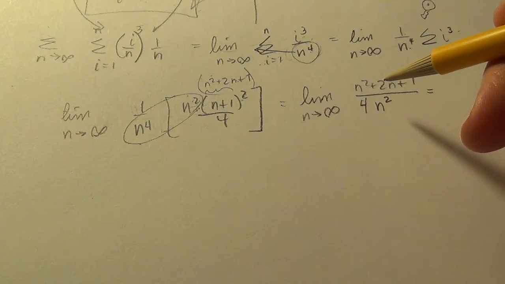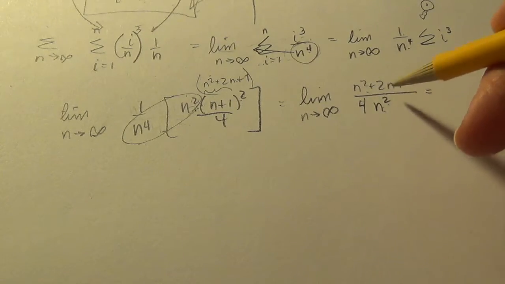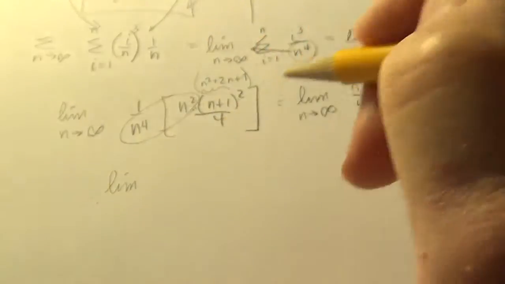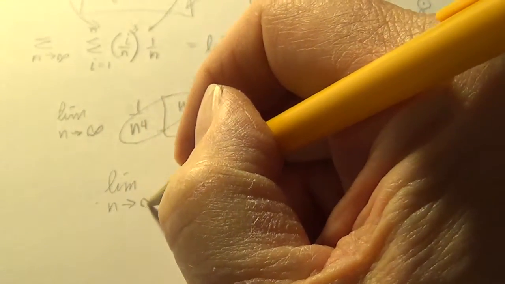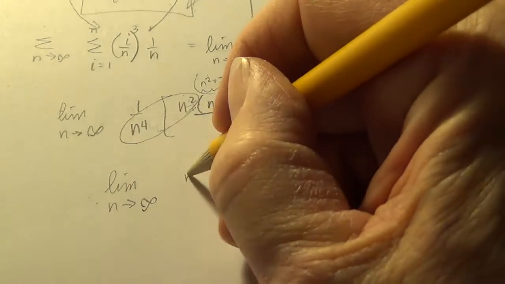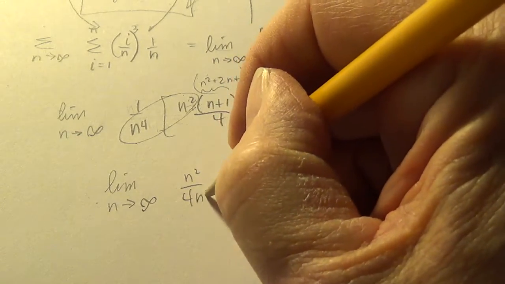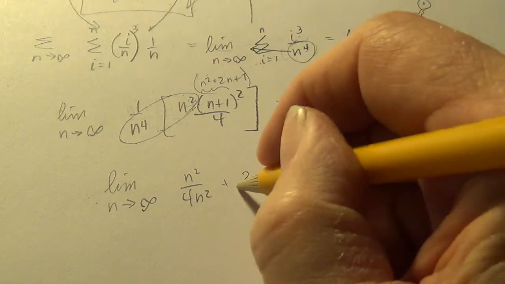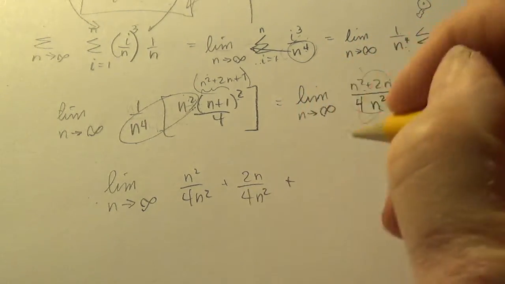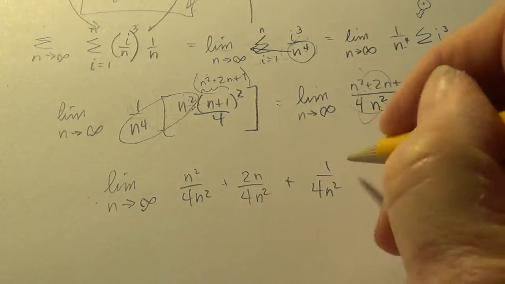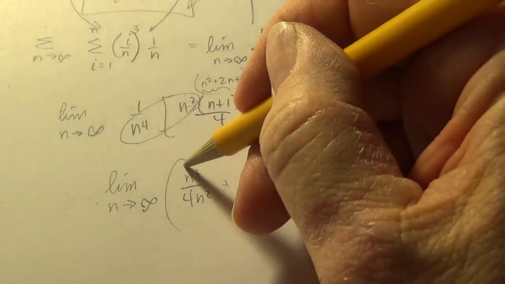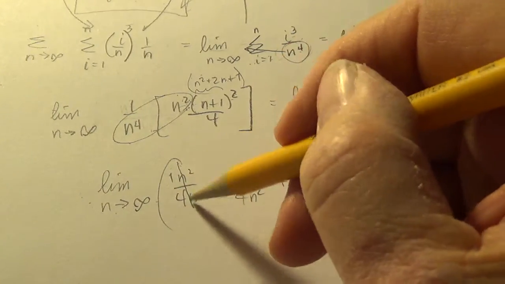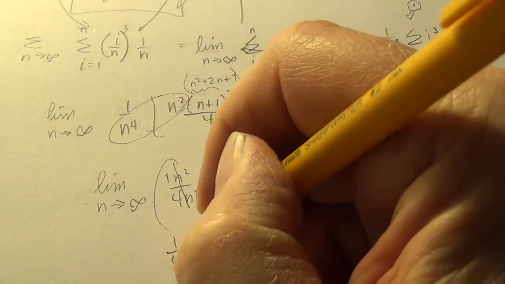Alright, so next, since I remember how to take limits as they approach infinity, I end up dividing each of these terms by this. So I get the limit as n approaches infinity of n squared over 4n squared, plus 2n over 4n squared, plus 1 over 4n squared. The first term cancels and I get 1 over 4. So the limit as n approaches infinity of this term is 1 over 4.